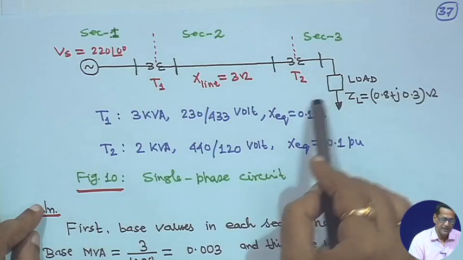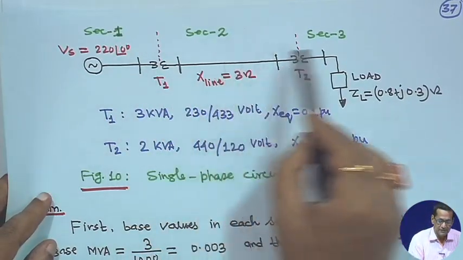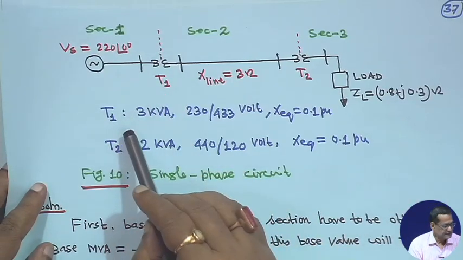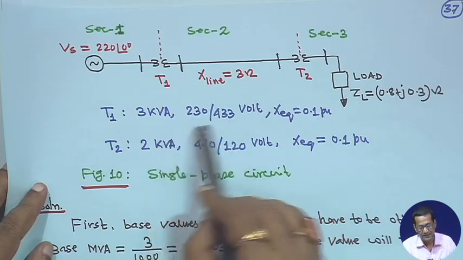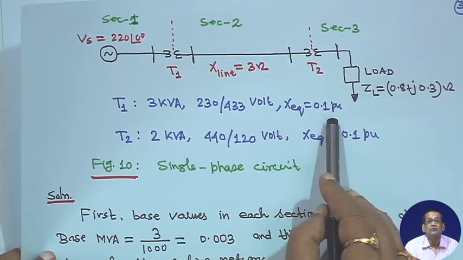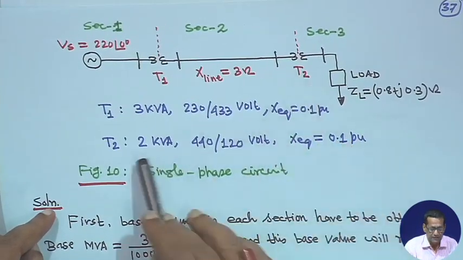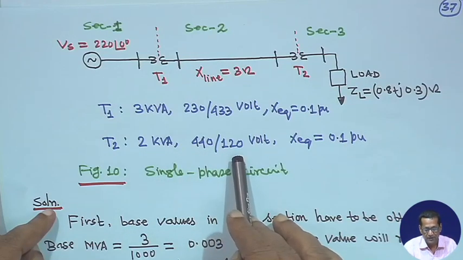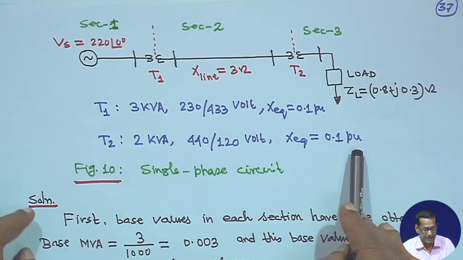So, this whole thing has been divided into 3 sections, this is section 1, this is section 2 and this is section 3. Now, for transformer T1 it is given 3 kVA 230 upon 433 volt, this is the rating of the transformer, and equivalent reactance is given 0.1 per unit. Similarly, transformer T2 is 2 kVA, 440 upon 120 volt, and XEQ again 0.1 per unit. These are the data given.